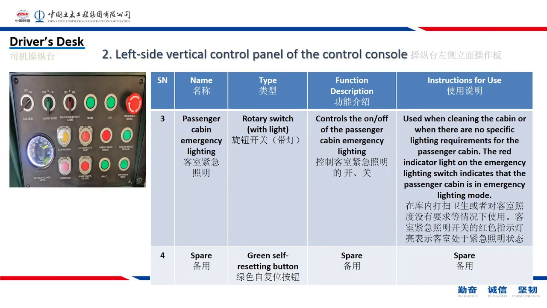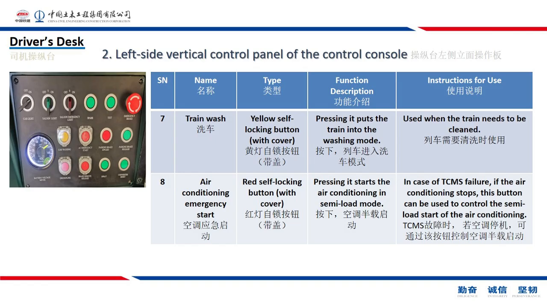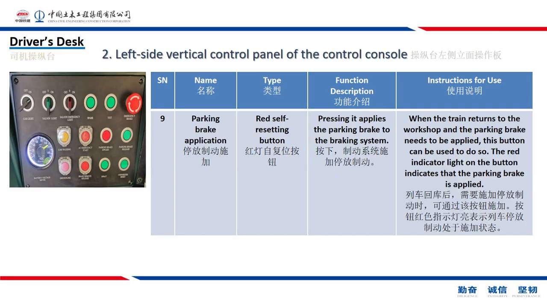Slides 8 to 11, left side vertical control panel, continued. These slides further illustrate the left side vertical control panel. Notice that the controls are arranged logically so that related functions are close together. This reduces reaction time during operation. For example, communication systems are placed near signaling devices, allowing the driver to quickly handle train-to-control center communication while monitoring signals.